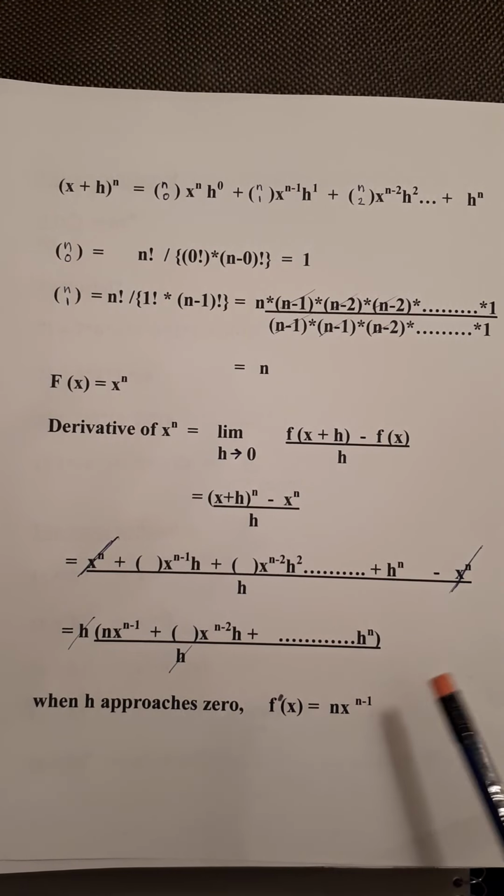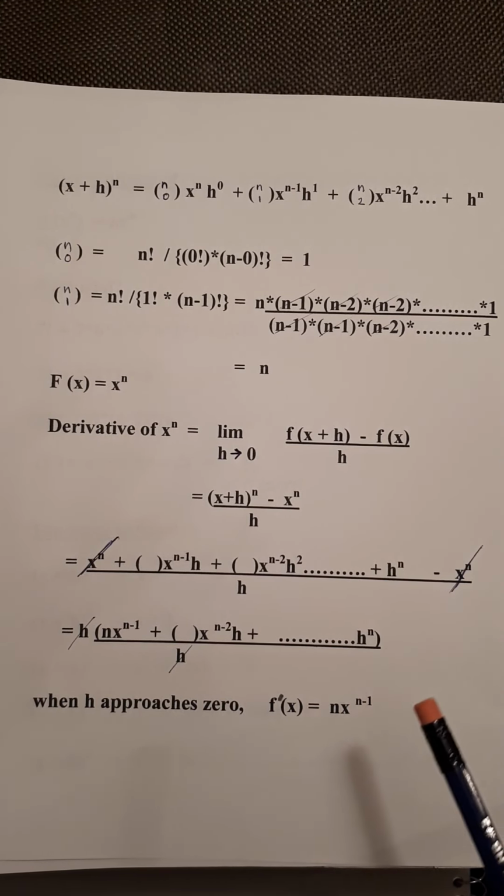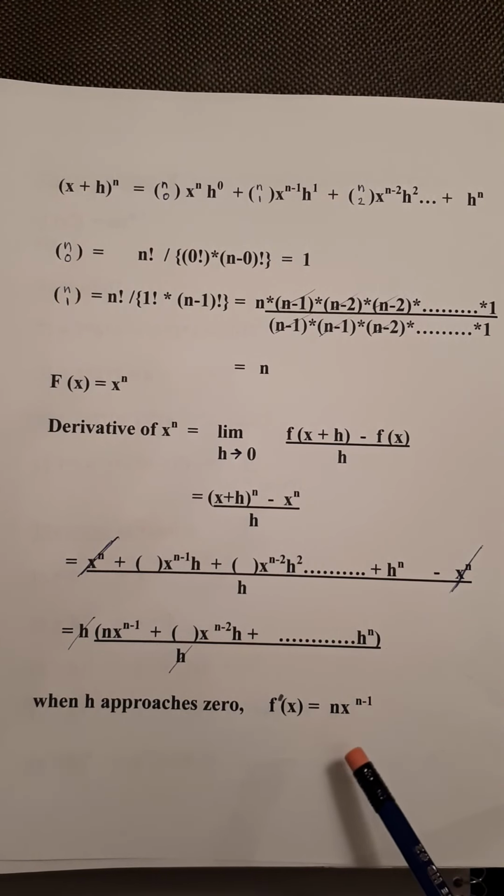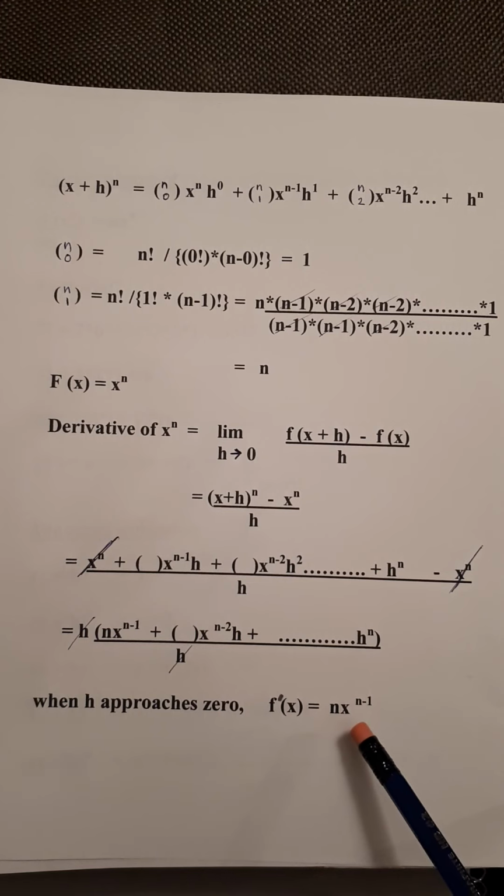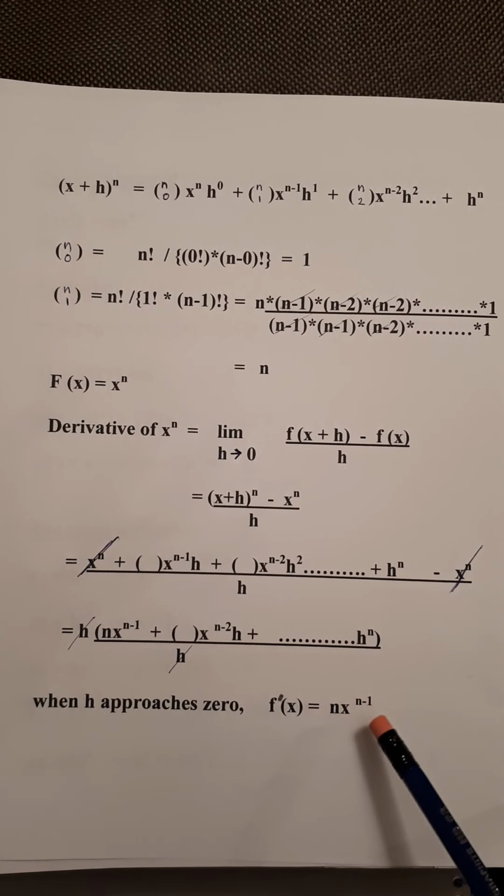So that proof was when n was an integer. In my next videos, I will explain how it is going to be true when n is a negative integer and when n is a rational number, like 3 divided by 4.